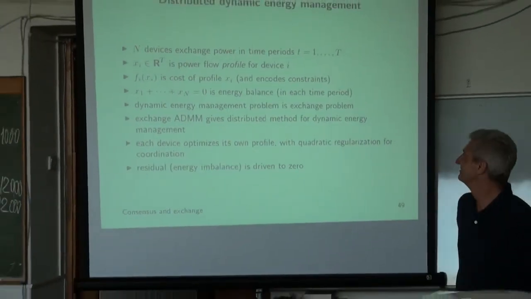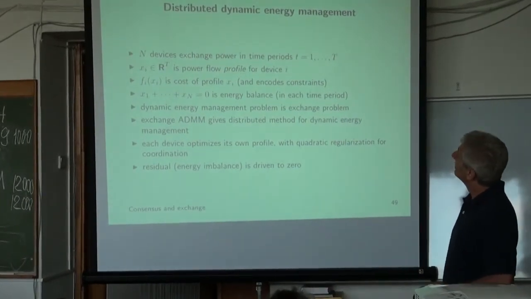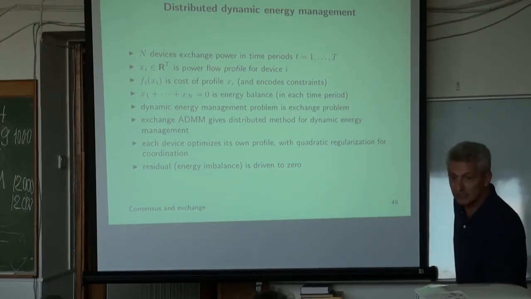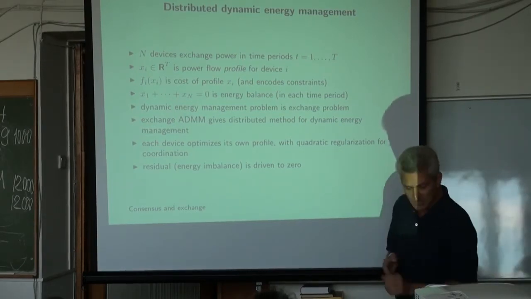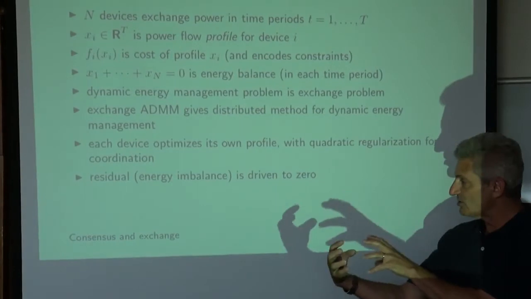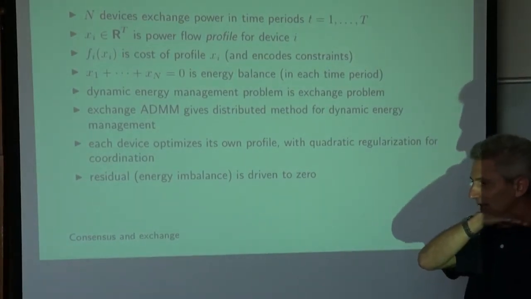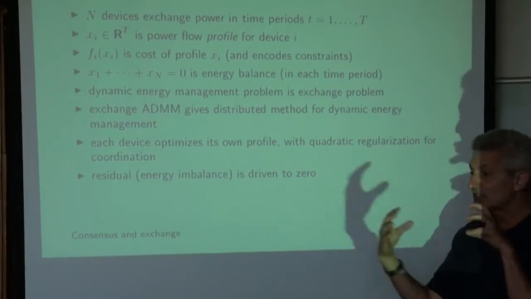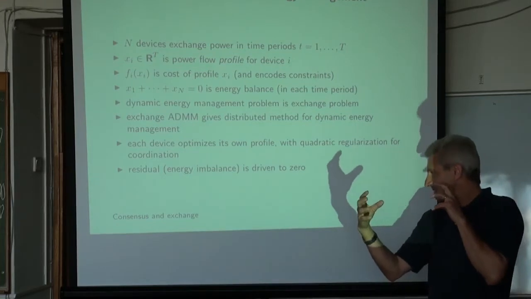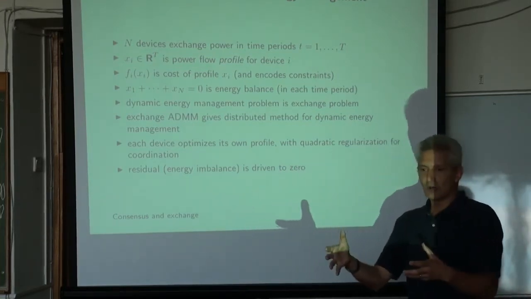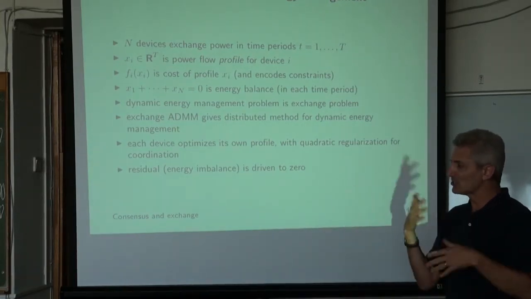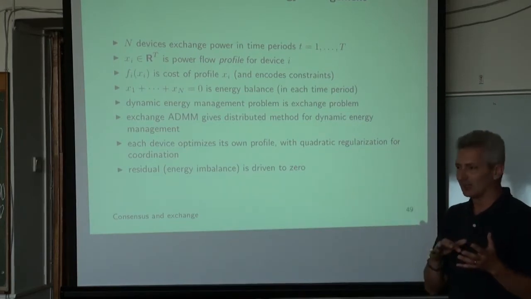So here it is. The idea is you have n devices, and they're going to exchange power over time periods. Each vector is going to be a power flow profile for a device. If you have a generator, xi will tell you how much it generates versus time. If it's a battery, a storage device, it tells you how much it charges, discharges over time. If it's a smart load, it tells you how much energy it consumes versus time. And the idea is that some are smart and that they can change their profile. That's the idea.